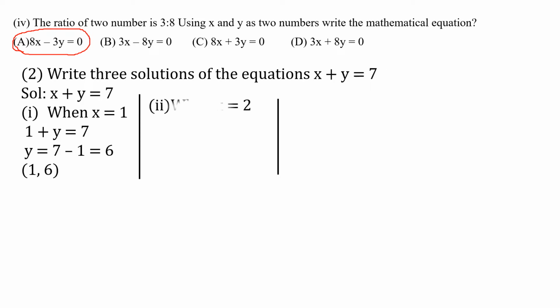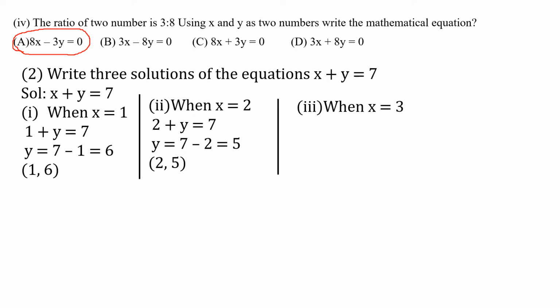Next, when x equals 2, 2 plus y equals 7. I have just substituted the value. So y equals 7 minus 2, that is, y equals 5. My second solution is (2, 5). Third, when x equals 3, we substitute: 3 plus y equals 7, y equals 7 minus 3, so you get 4. Therefore, the third solution is (3, 4). So you can take any value for x, substitute, and get the value of y.